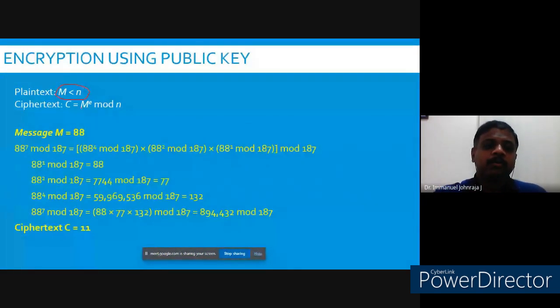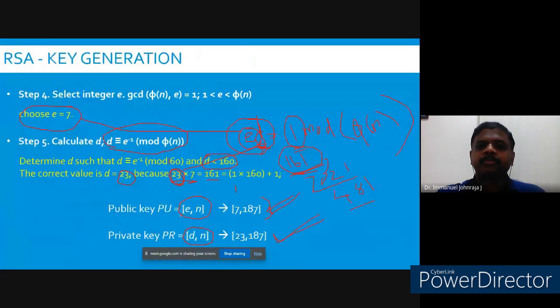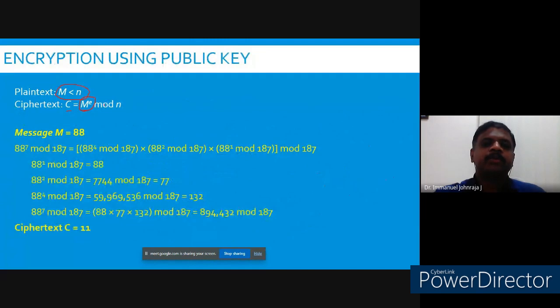Now how do you calculate the ciphertext? Simple. Ciphertext is calculated as the original message raised to the power of e. What is e? e is here. So this is done by the receiver for our calculation. Using your public key, he is encrypting mod n, because e is known, n is also known. So the receiver, the other person, is encrypting the message using this formula. Take the original message, raise it to the power of e, take the modulus n, and the result value will be your ciphertext. For our calculation, the original message is taken as 88.